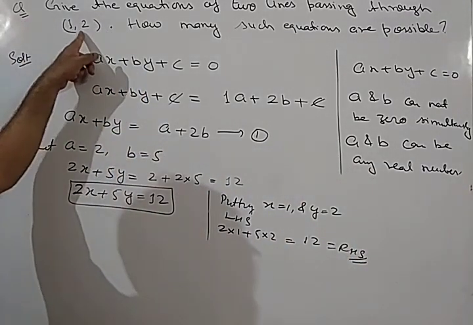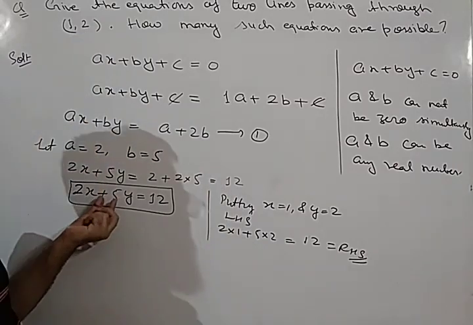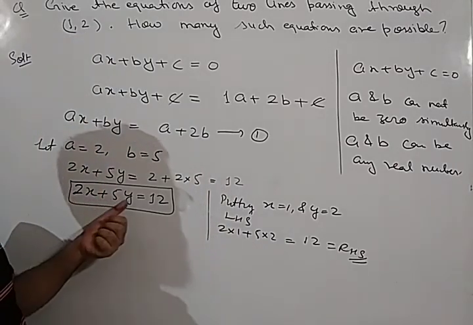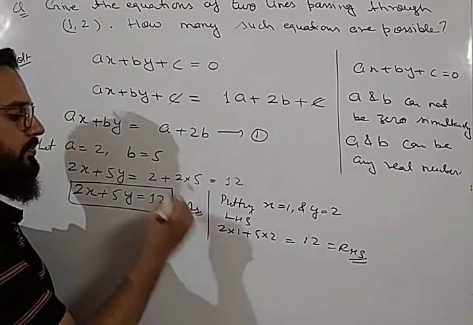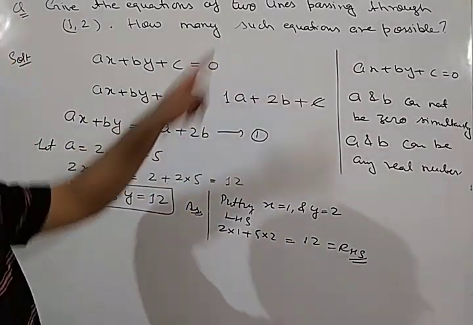It means the point 1 comma 2 is lying on this particular line, or we can say this line is passing through the point 1 comma 2. So it is our first answer. But we have to give two equations.